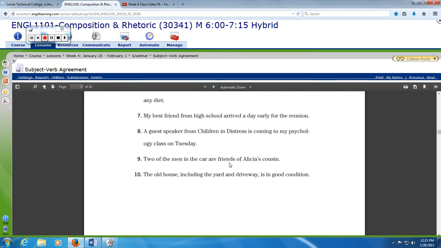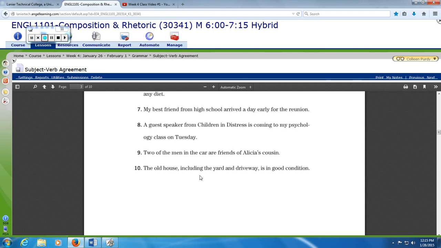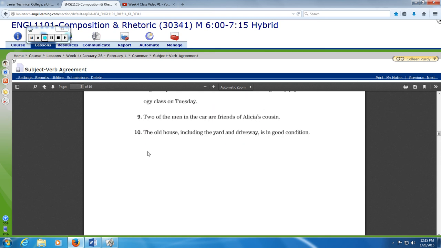Okay? 2 of the men in the car are friends of Alicia's cousin. Of the men in the car, prepositional phrase. So your subject is 2. That's plural, and are is a plural linking verb. Okay? Because you're describing the 2. They are friends. They're not doing something, so that's a linking verb.